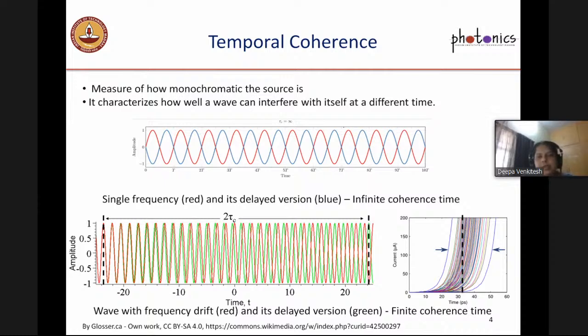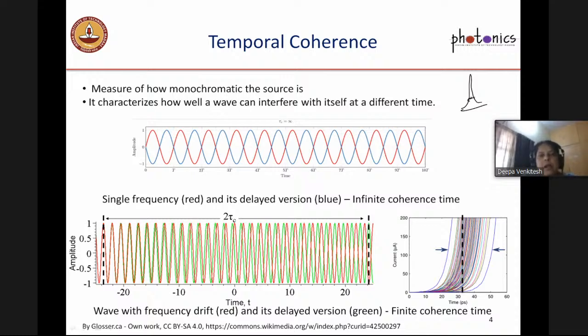Now, temporal coherence tells you how monochromatic the source is, right? So here it's a laser source. So we know that the laser emits a single color. And when I say single color, does it mean really only one wavelength or one frequency, or is it a spread of frequencies, right? So the measure of how narrow the emission of light is, is the temporal coherence.